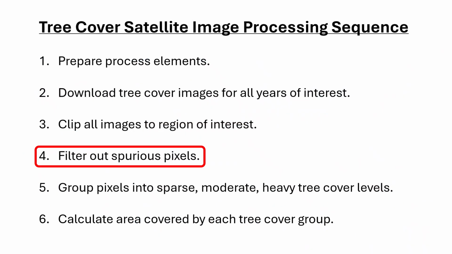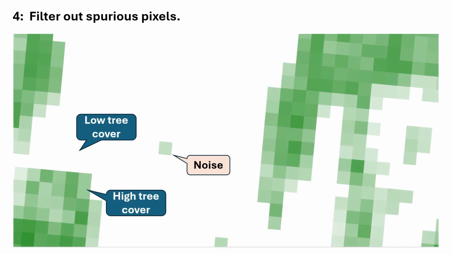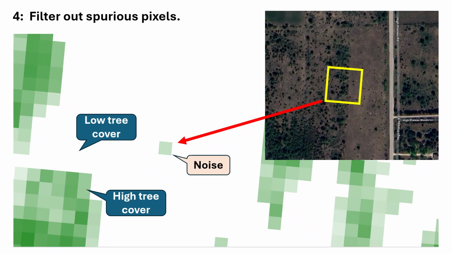Due to a number of factors, our satellite images contain isolated pixels that can be interpreted as noise. In this step, we will filter out these spurious pixels. For example, we see here regions of high tree cover and regions of low tree cover, but also isolated pixels that differ from tree cover levels of surrounding regions, with no significant difference when compared with the equivalent Google Earth image. These isolated pixels are what we want to filter out.